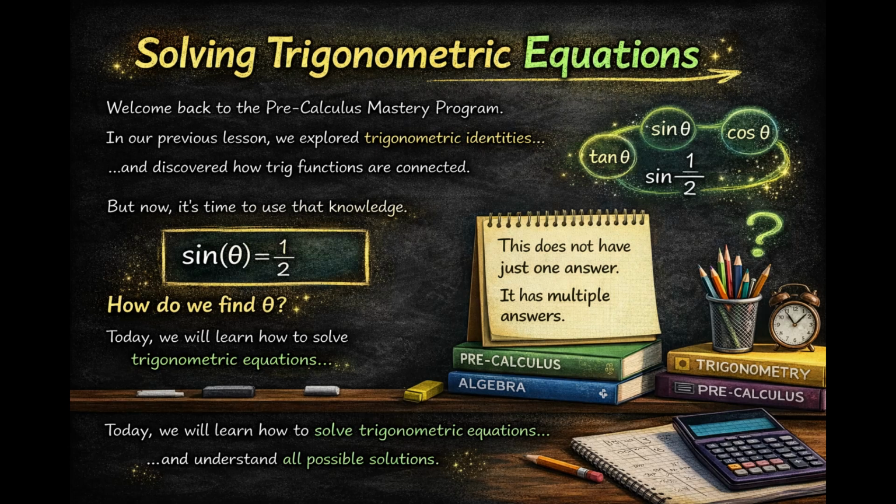In our previous lesson, we explored trigonometric identities and discovered how trigonometric functions are connected. But now it's time to use that knowledge. What if we are given an equation like this? Sin theta is equal to 1 by 2. How do we find the value of theta? And like algebra, this does not have just one answer. It has multiple answers. Today, we will learn how to solve trigonometric equations and understand all possible solutions.